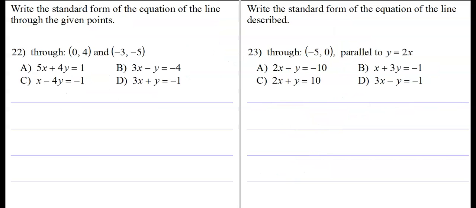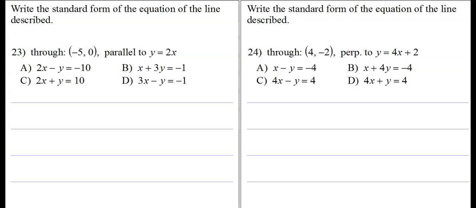All right, how many more we got here? So 23, 24. So we need to go through a point, and we need to be parallel to y equals 2x. So what do I need? To write an equation, I need a slope and a y-intercept. So right now I got nothing. I'm right here. That's my start. But if you're going to be parallel to somebody, you got to keep the same slope.